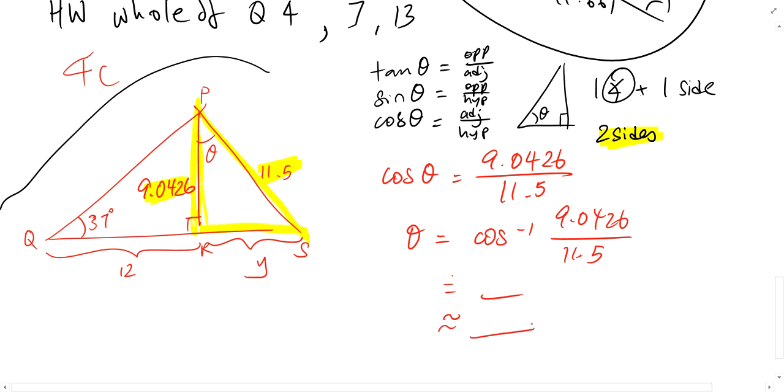So what is the answer over here? 38.157. 38.2 degrees. Is this the correct answer? Okay, so here we have theta already. Then how to find y? Pythagoras theorem. Do I need the value of theta to find y? No need. But can we use the value of theta to find y? Can. We can use theta to find y.